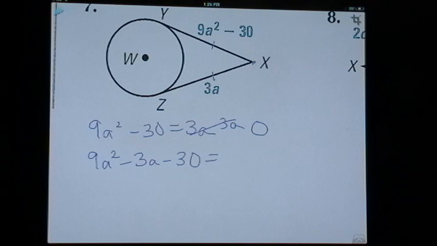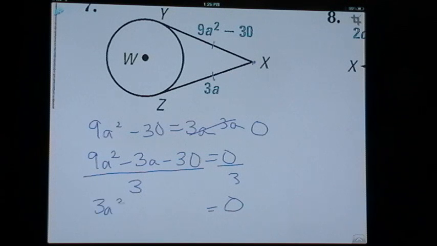Minus 30 equals 0. And you're going to have to factor this. Or you could use the quadratic formula. But we're going to factor this one. You might notice that all of these coefficients are divisible by 3, and to make the number smaller and easier to work with, we're just going to divide both sides of this equation by 3. 0 divided by 3 is 0. 9 divided by 3 is 3a squared. 3 divided by 3 is 1a minus 10.